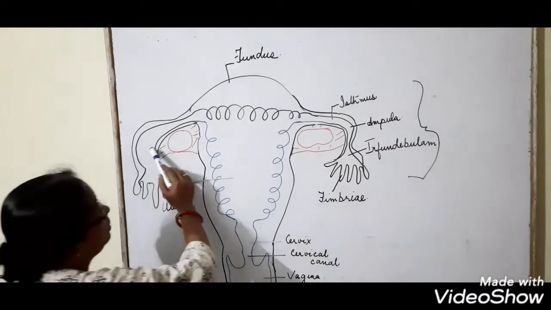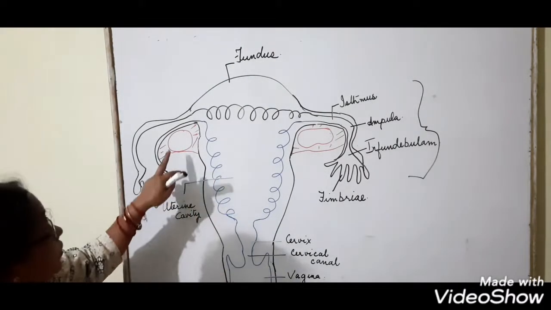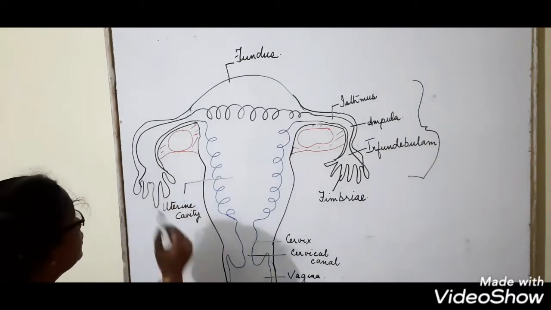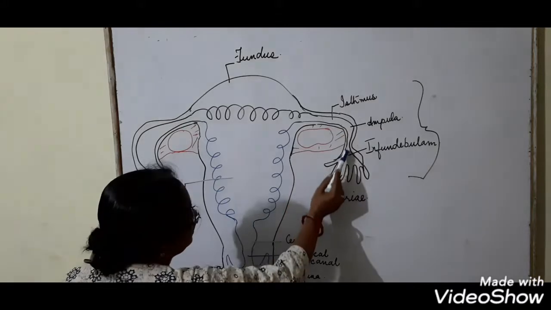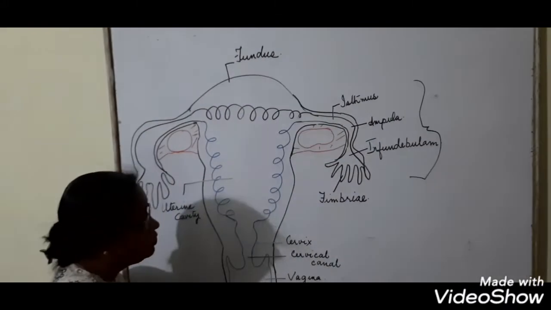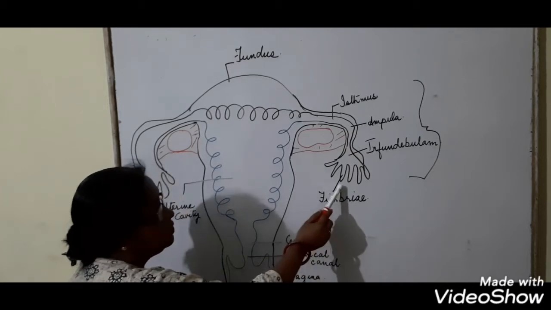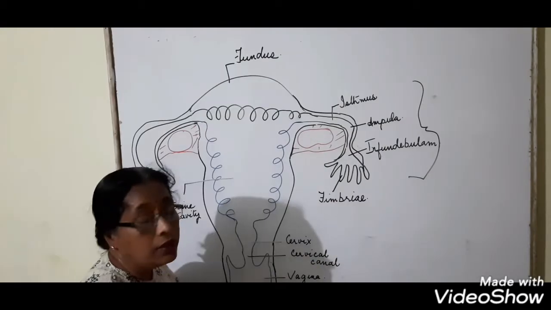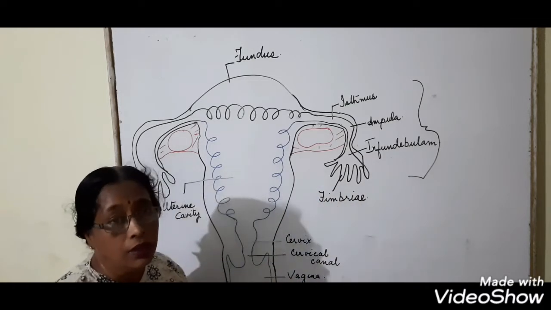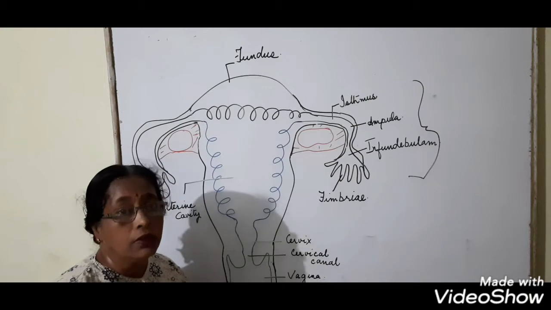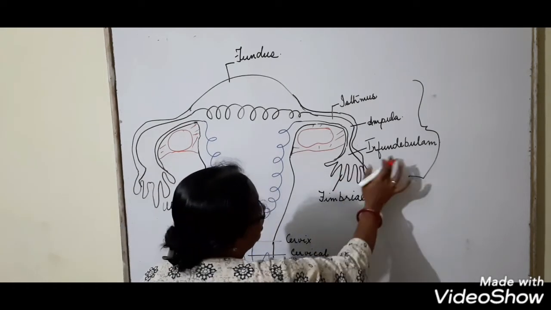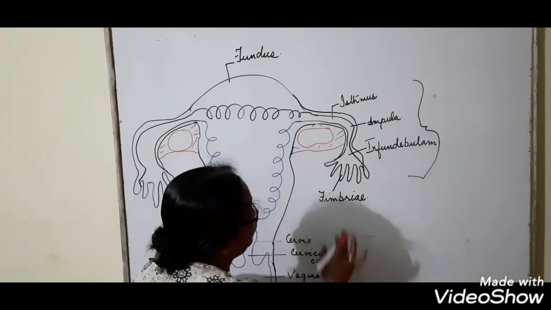It starts from here. This is the ovary. The ovary is attached to the uterus with the help of ligaments. The tube-like structure is known as the fallopian tube. The fallopian tube starts from the fimbriae. These are finger-like projections present in the fallopian tube. The function of the fimbriae is to catch the ovum during ovulation and send it to the infundibulum. This funnel-like structure is known as the infundibulum.